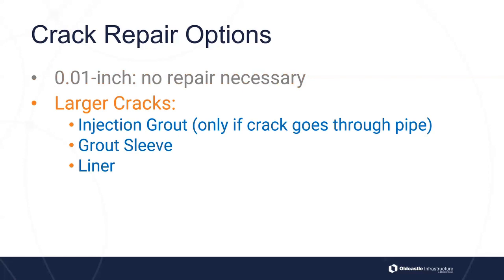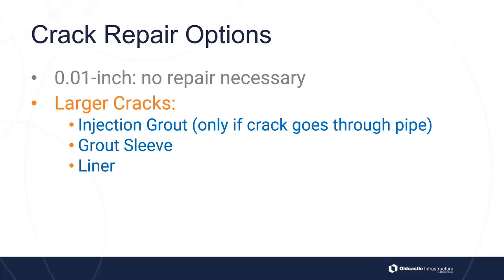So some of our options are injection grouting. If the crack goes all the way through the pipe, you may want to injection grout to seal it. That would protect the steel. It would seal that crack. It's basically doing the same thing that autogenous healing is doing, but it's doing it faster to seal that crack and make sure that it's not causing any long-term damage or any issue to the pipe functionally or structurally.